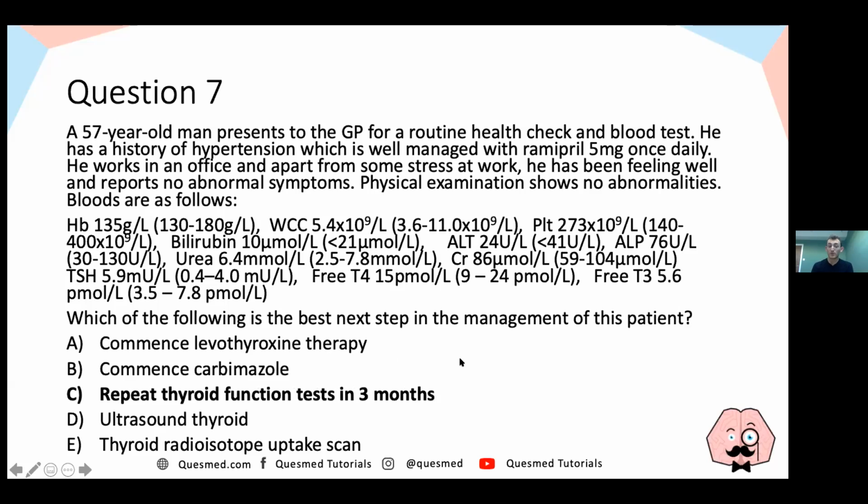Excellent. So the answer is repeat thyroid function tests in 3 months. This is something that we come across quite frequently, actually. This is an asymptomatic patient who has normal thyroid hormones, so normal free T4, normal free T3, and a slightly elevated TSH. If he had hypothyroidism, we would see an elevated TSH, but we would see low T4, low T3, but T4 and T3 are normal here. And he's completely asymptomatic. So this is called subclinical hypothyroidism because of him being asymptomatic.